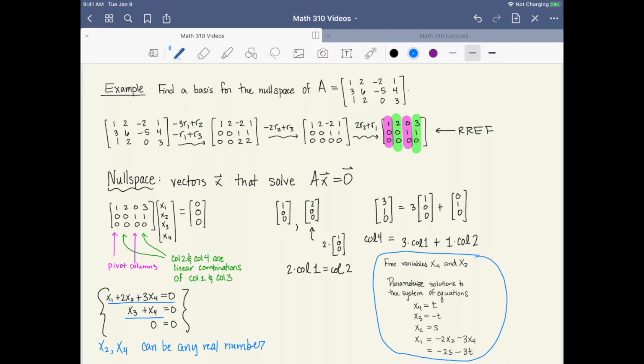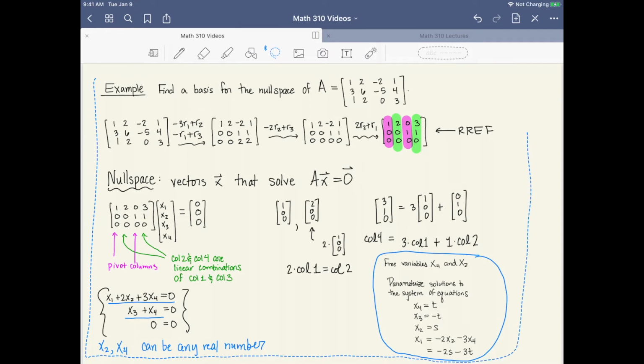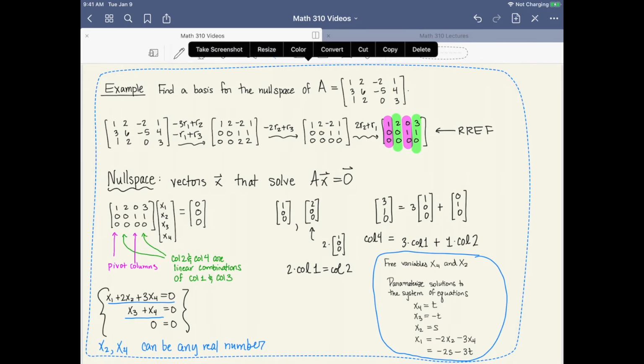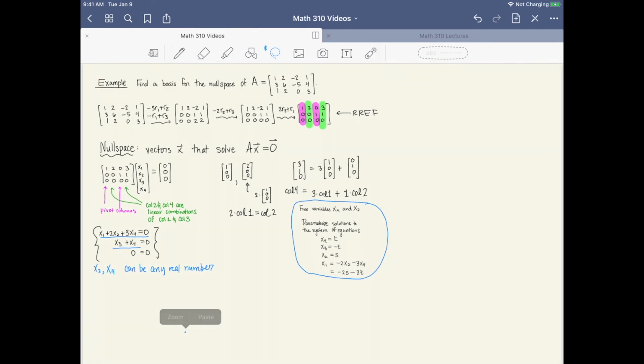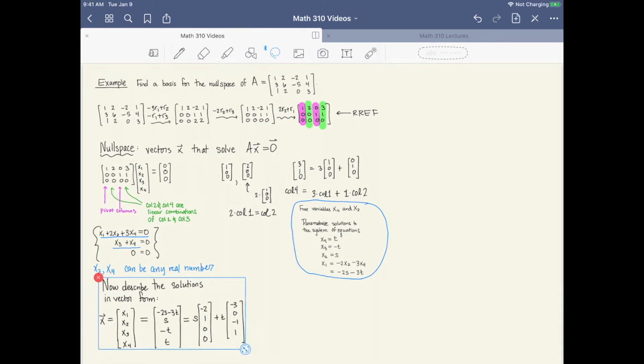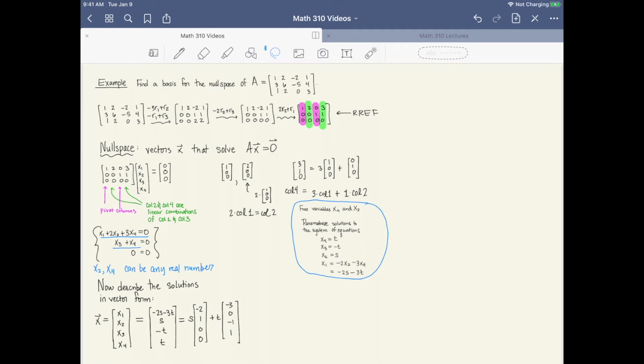x3 has to be equal to minus t, and x1 has to be minus 2s minus 3t, based on these exact equations right here. Let's now take these solutions and write them in vector form. Okay, I'm going to make space here so we can keep this all on the same page. In vector form, the solutions to this system of equations are vectors that look like x given by minus 2s minus 3t, that's our x1, s minus t, that's our x2 and our x3 and our x4 that we got from this system of equations over here.